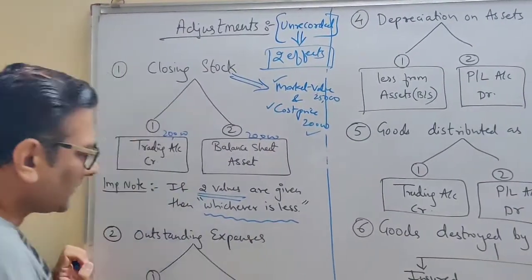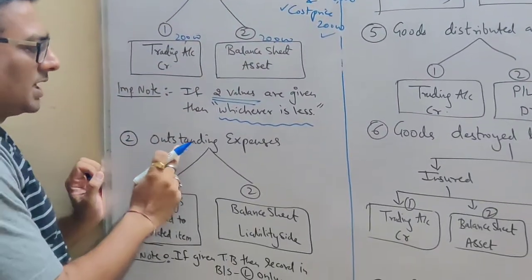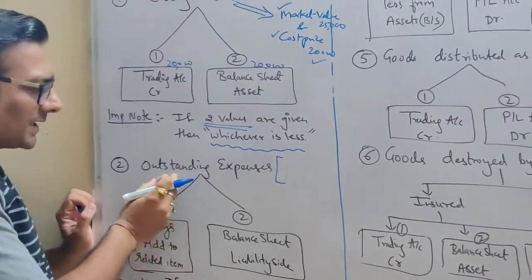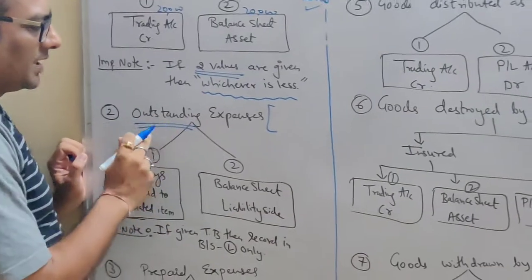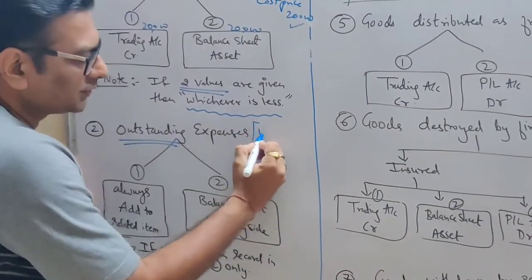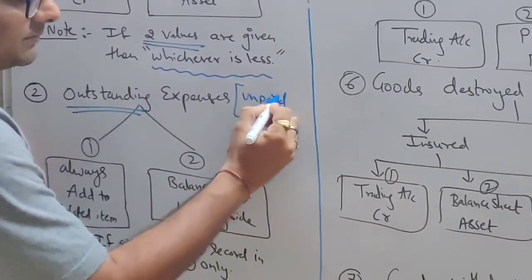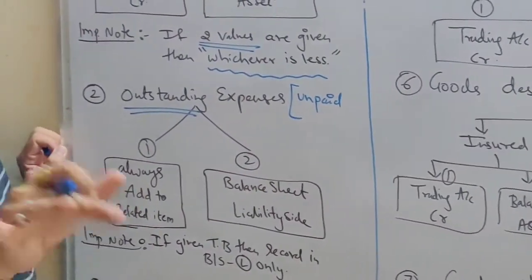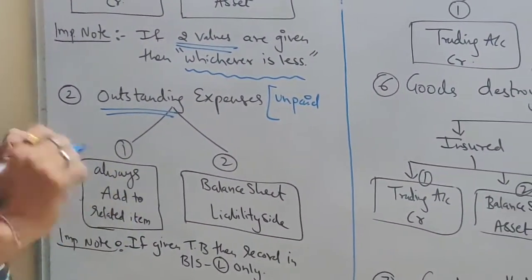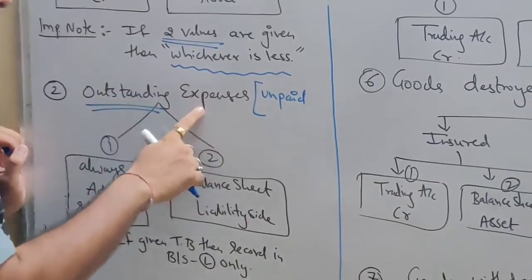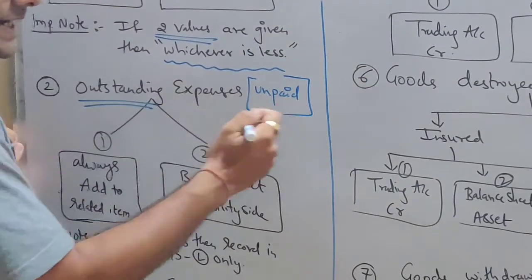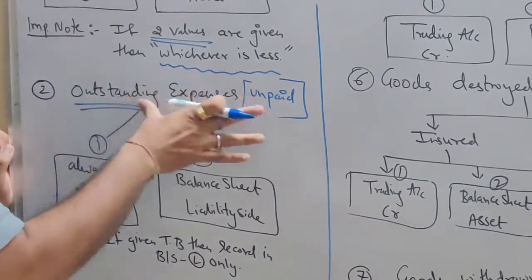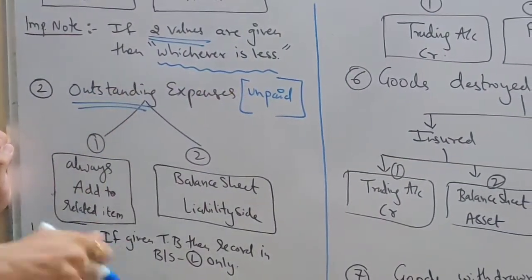Now, let's understand the second one: outstanding expenses. Also remember the alternative word for outstanding. What do you mean by outstanding, students? Unpaid. So in the exam, they may use alternative words, so don't get confused. They may say outstanding expenses as unpaid expenses. So you need to understand both the words. You need to know that both the words mean the same.